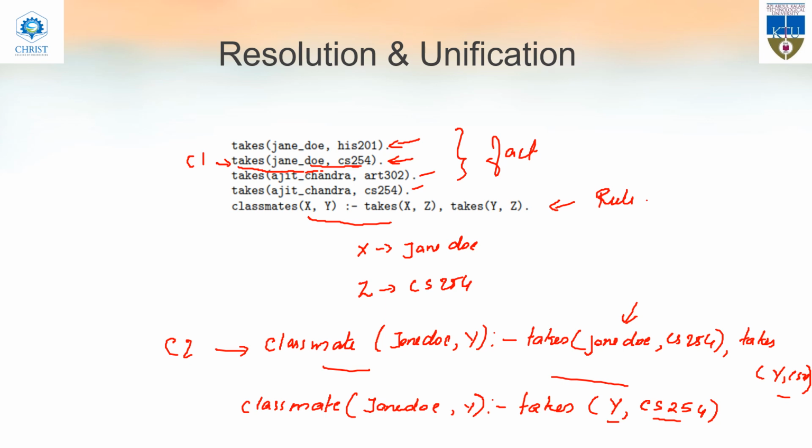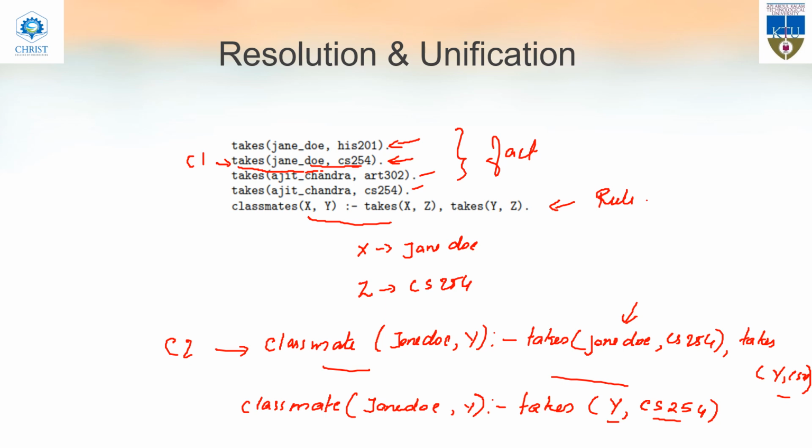So you can just try to unify using any of the facts which has takes of Y, comma, CS254. We have already taken this, so we can move to the next one. Takes of Y, comma, CS254. You can see that CS254 is there, here also CS254 is there, which cannot be changed. So the second argument of takes cannot be changed.